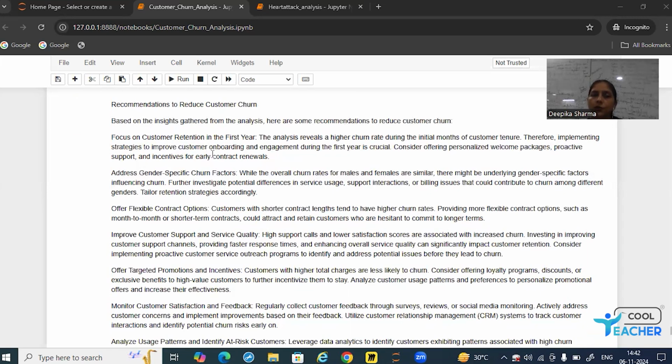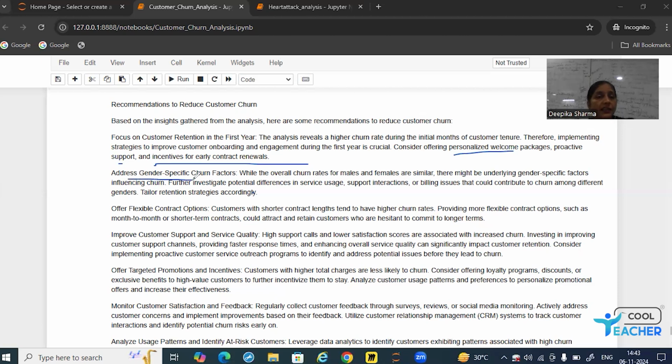First of all, one has to focus on customer retention in the first year, because the customers are moving away from the platform in the first monthly plan. This analysis revealed a higher churn rate during the initial month of the customer's tenure. So one has to think how to provide personalized welcome packages, proactive support, and incentives for early contract renewals. It means how we can provide more and more attractive offers so that the customers could be converted into our quarterly plan or the yearly plan.